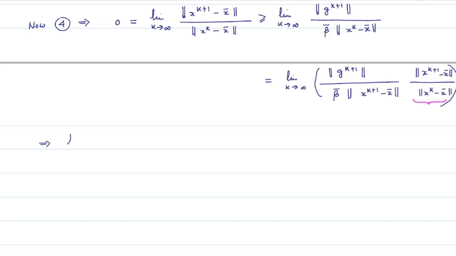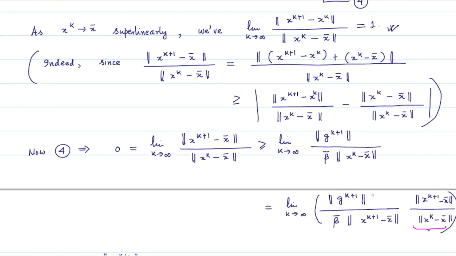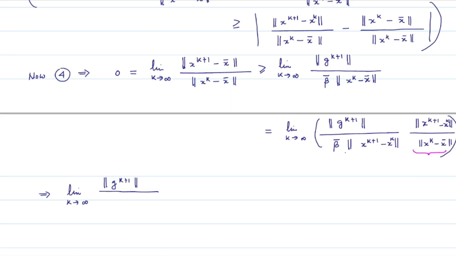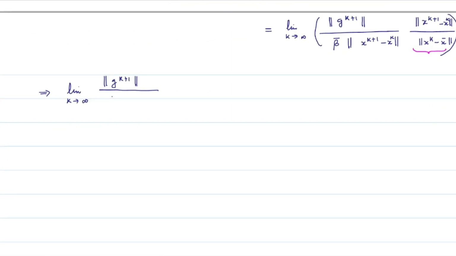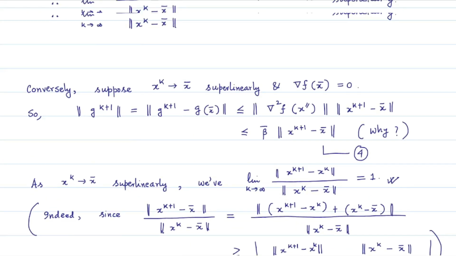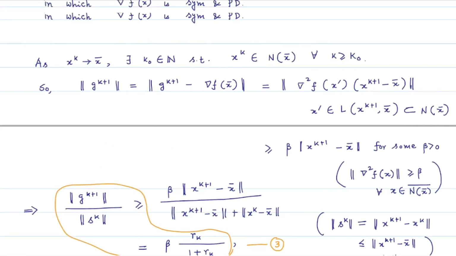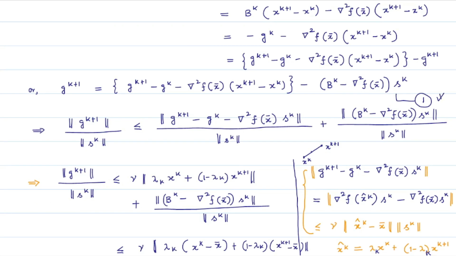the limit as k tends to infinity of norm of g_{k+1} divided by, sorry, this is not x bar but x_k, right? We have x_k here, and there also x_k, and hence norm of g_{k+1} divided by norm of s_k is equal to 0. Now we go back to the equation that we derived earlier, equation 1.